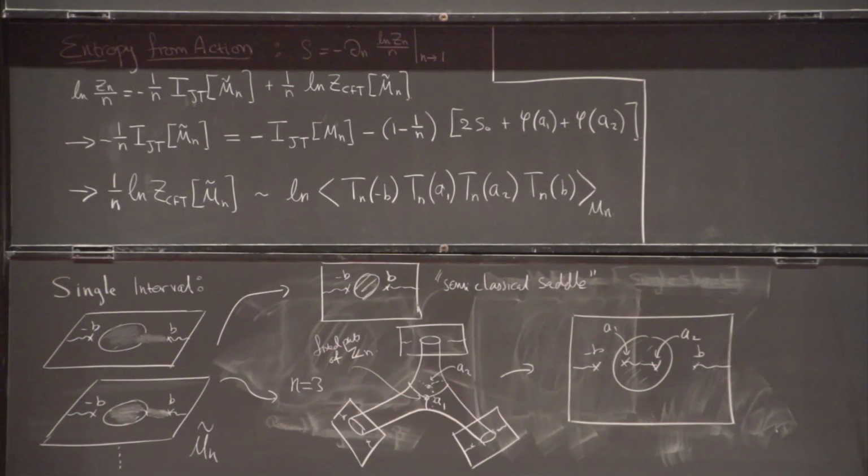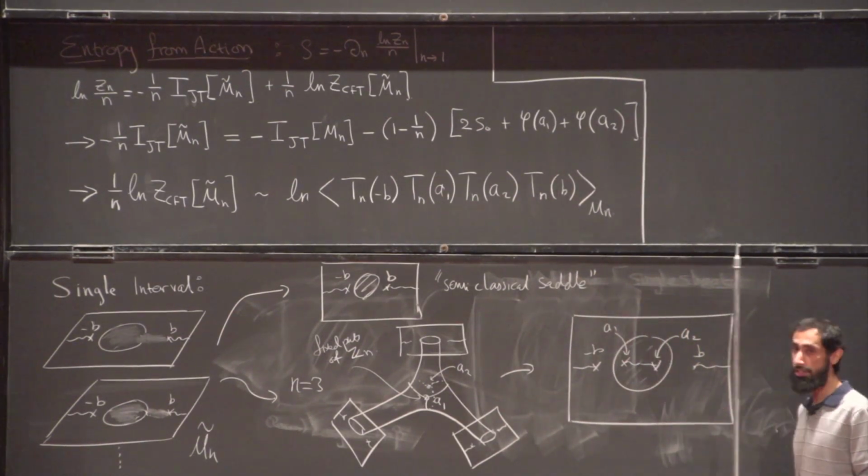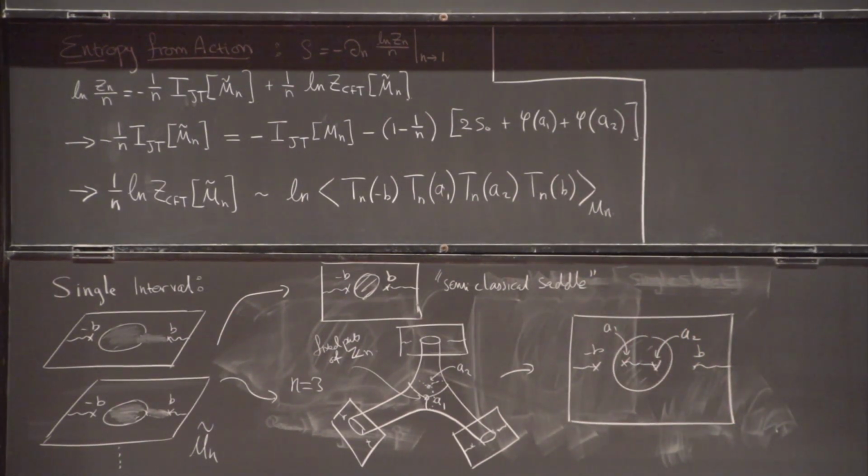And one comment here is that these points A1 and A2 and so on are parameters in the gravitational configuration, as in they are ultimately determined by the equations of motion. These are not just put in by hand.